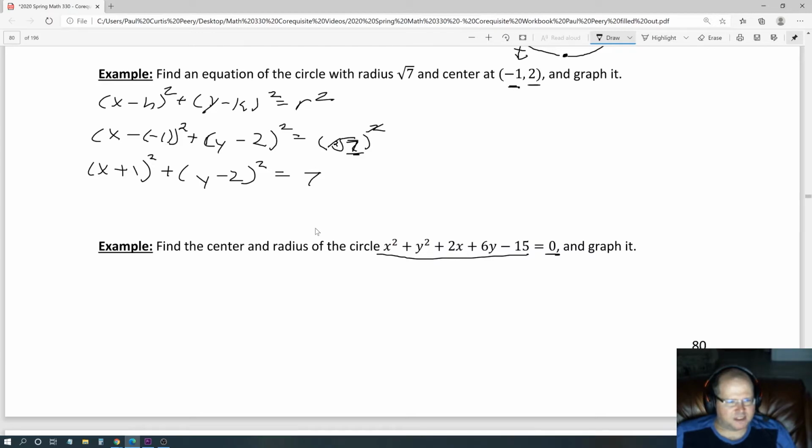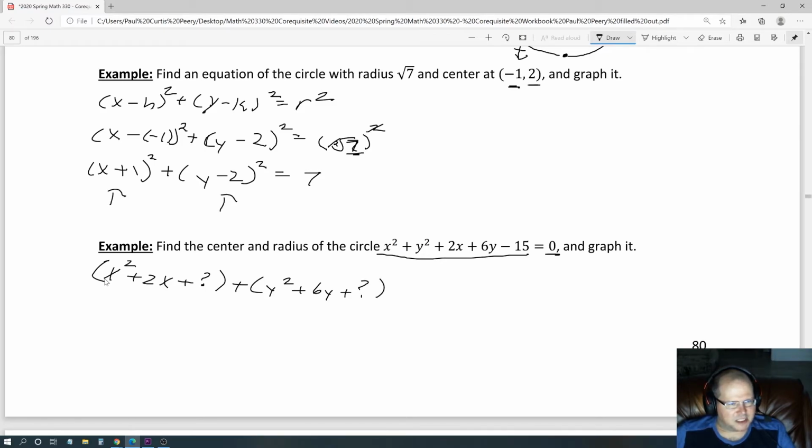So first we want to find the center and radius of the circle, this circle right here, and then we want to graph it. I'm going to rewrite it over here as x squared plus 2x plus, I don't know, and we're going to figure that one out. I'll put that in parentheses to keep it isolated. And then we're going to do the same thing with the y's: y squared plus 6y plus, I don't know.